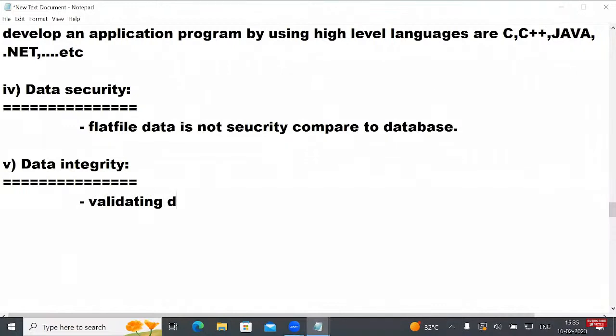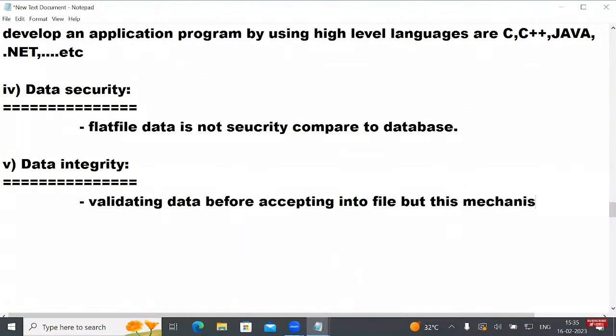Validating data before accepting it into the file. But this mechanism is not allowed in flat files.